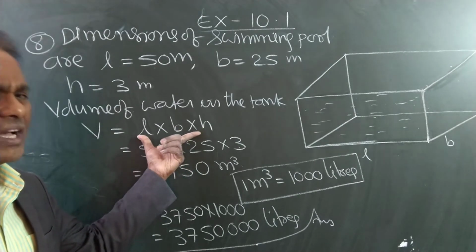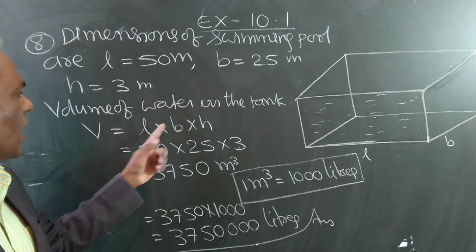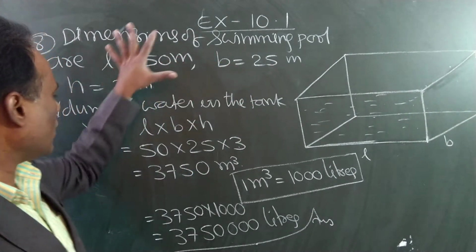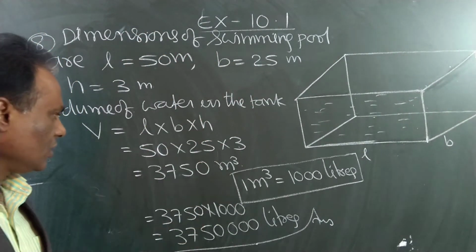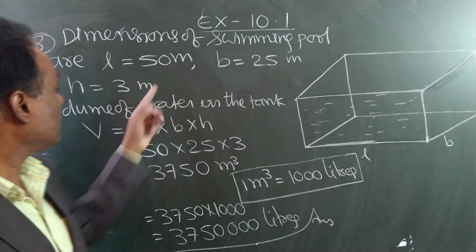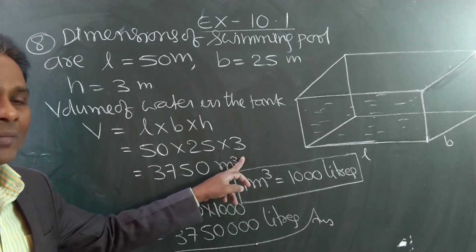This formula I gave and we applied in many problems. All are given: L, B, H. Substituting here, we get 3750 meter cube. Because dimensions are in meters, volume will be in meter cube. This is the answer.